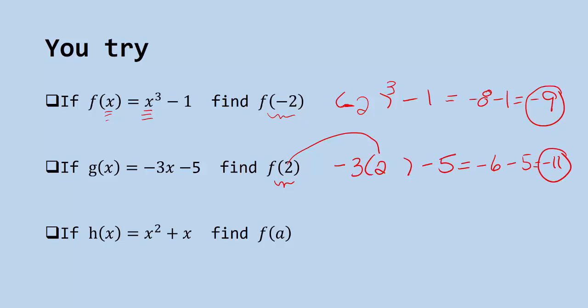Now let's take a look at the last one. If h of x is x squared plus x, find f of a. So again, I'm going to write down my x squared by putting parentheses wherever the x is, so x squared plus x. But in this case, I'm asked to put the letter a in, and that's what I'm going to do. I'm simply going to replace these parentheses with a. So this actually simplifies to a squared plus a, and that's my final answer for this example.